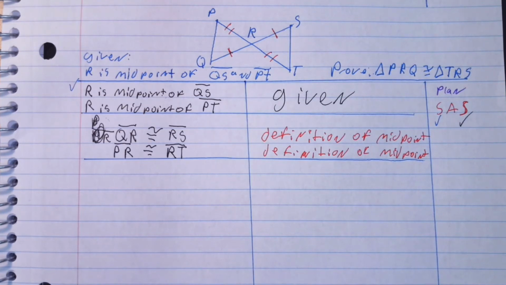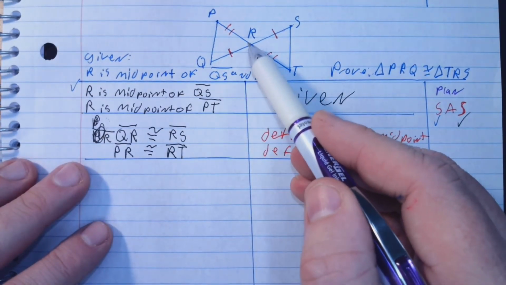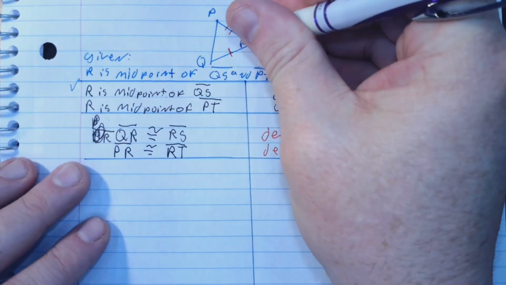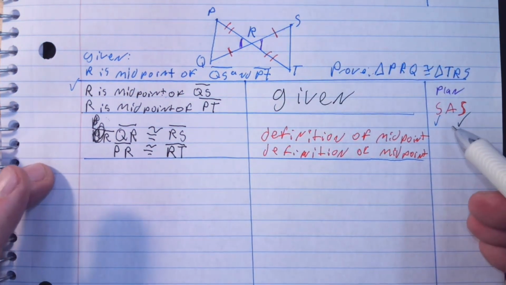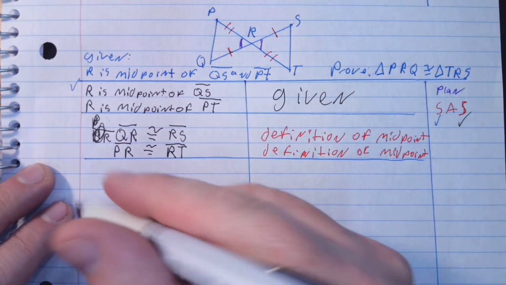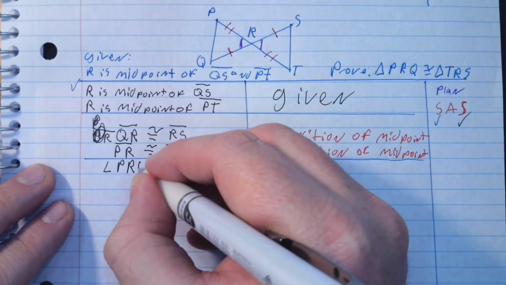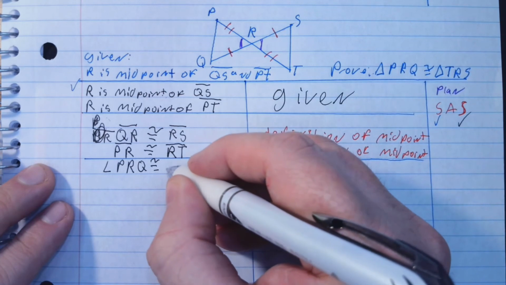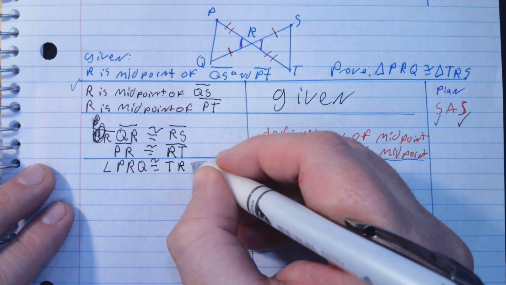Okay, which angle do I want? Do I want this angle, or this angle? Which one's in between the two sides? This one right here? Okay, so to use this theorem, I know that I want angle PRQ to be congruent to angle TRS.